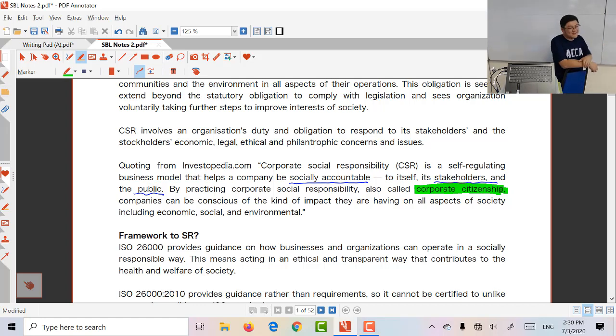Here. Which chapter in the notes? Stakeholder theory. Wow, thank you. See, at least got one study. We study that in stakeholder theory.